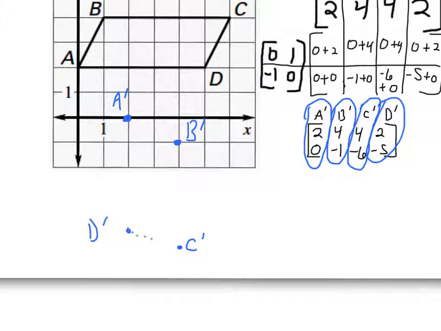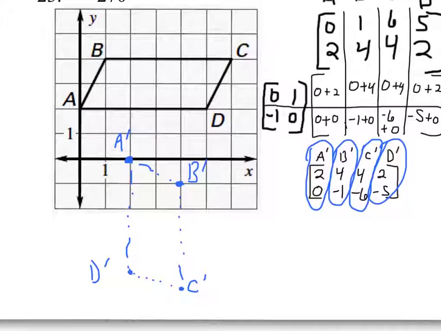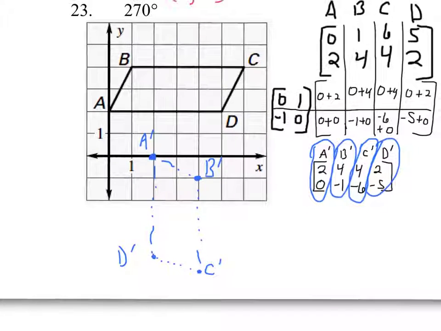All right, and then we'll make some dotted or dashed lines to connect these. And you see how it's been rotated. It's still the same quadrilateral shape, same angles, same side lengths, but it has been rotated 270 degrees, so almost a full 360 rotation, but not quite, just a quarter turn short of that.